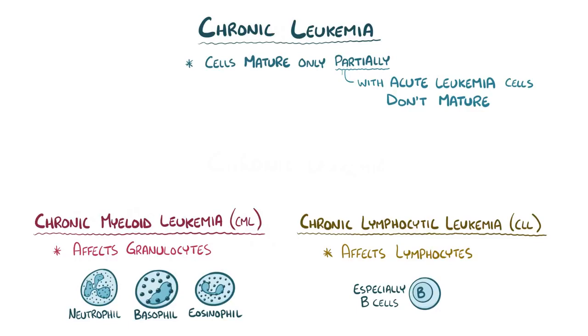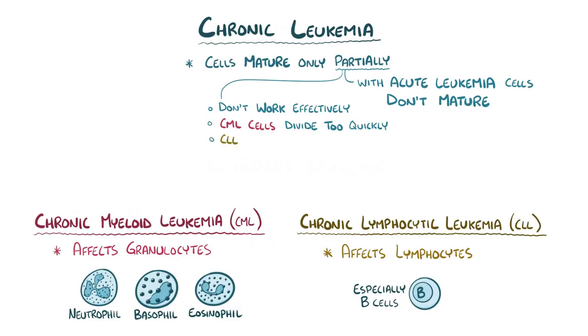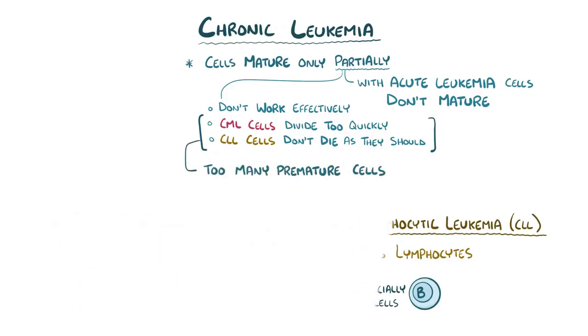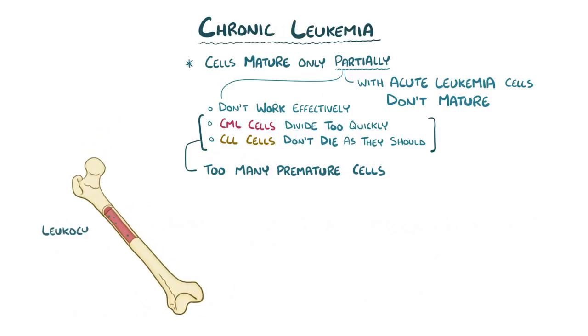As a result, these abnormal, premature leukocytes don't work effectively, which weakens the immune system. In addition, the chromosomal changes alter the cell's normal cell cycle. As a result, in CML, the cells start to divide way too quickly, and in CLL, the cells don't die when they should. And in both situations, we're left with way too many of these premature cells. So over time, premature leukocytes accumulate in the bone marrow, until eventually they spill out into the blood.